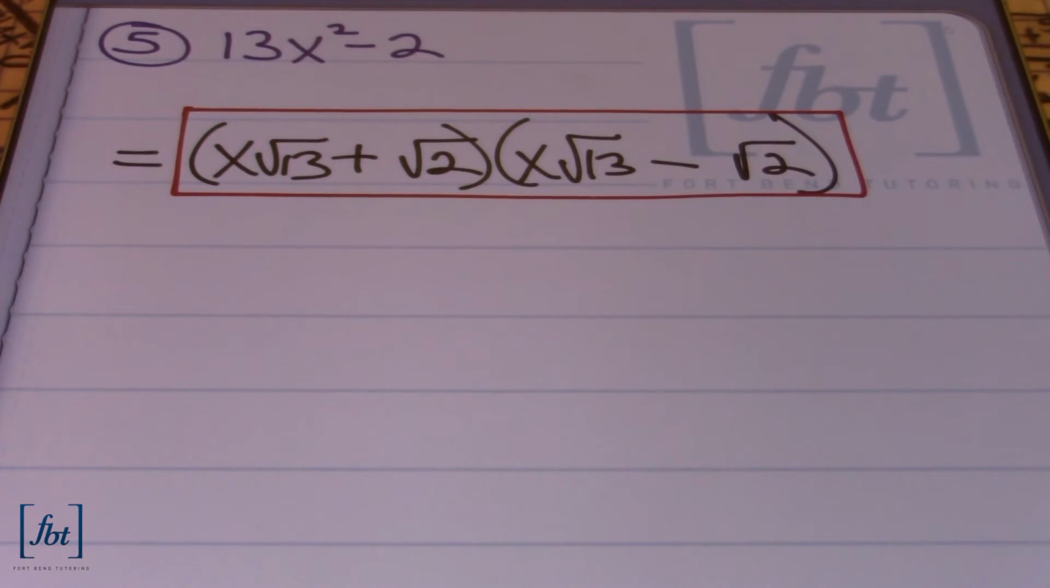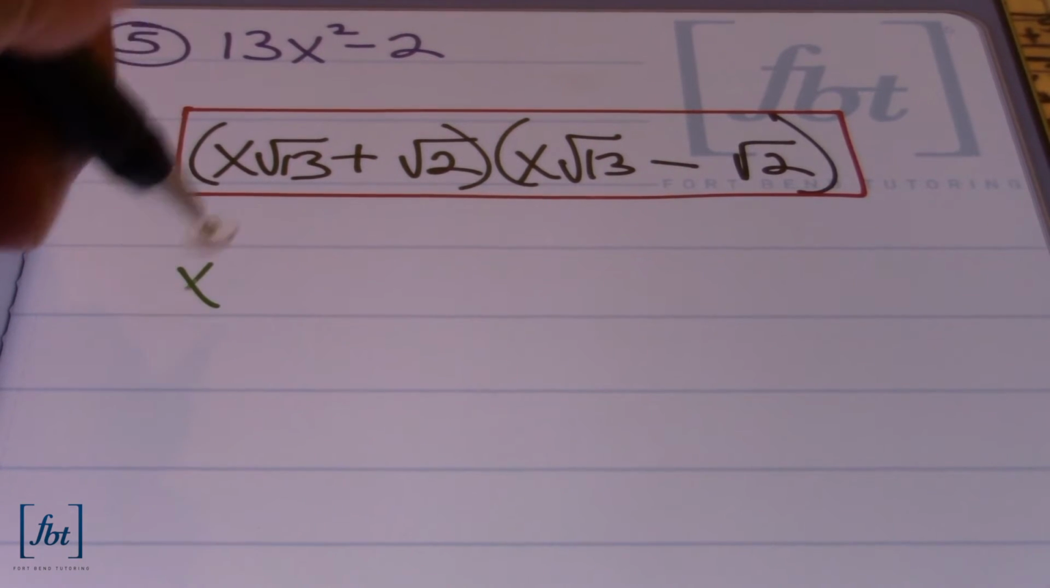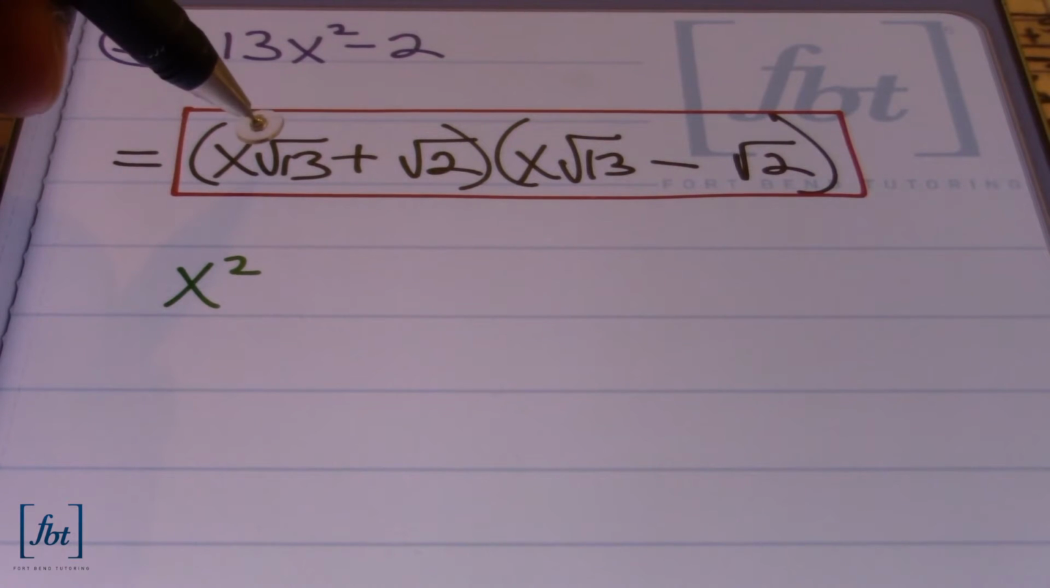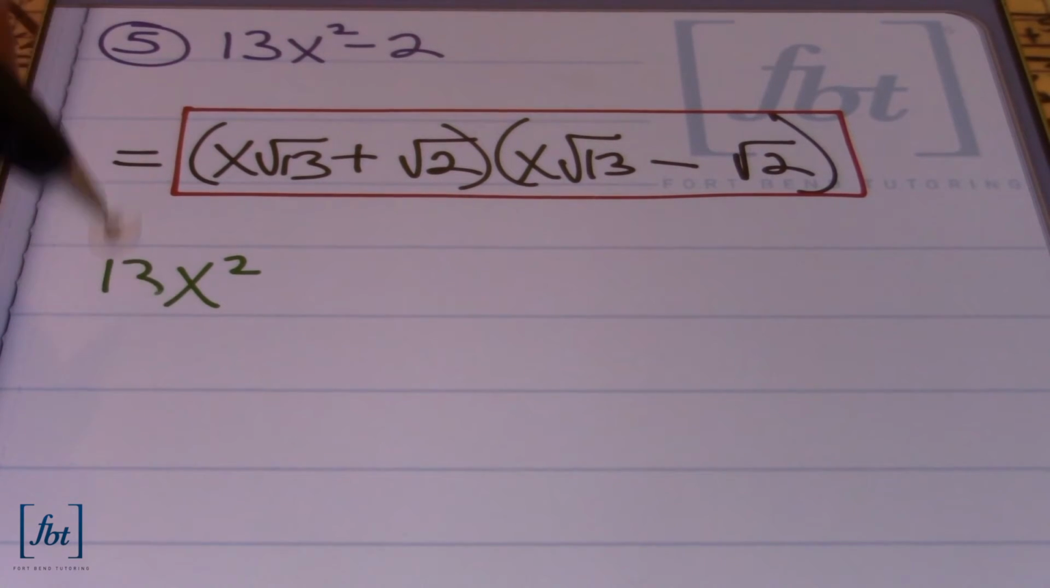Oh, Lord. Okay, fine. X times the square root of 13 times x times the square root of 13. You're going to end up with the x squared, obviously. And then the square root of 13 times square root of 13 is just 13. So we have our first term, that 13x squared.